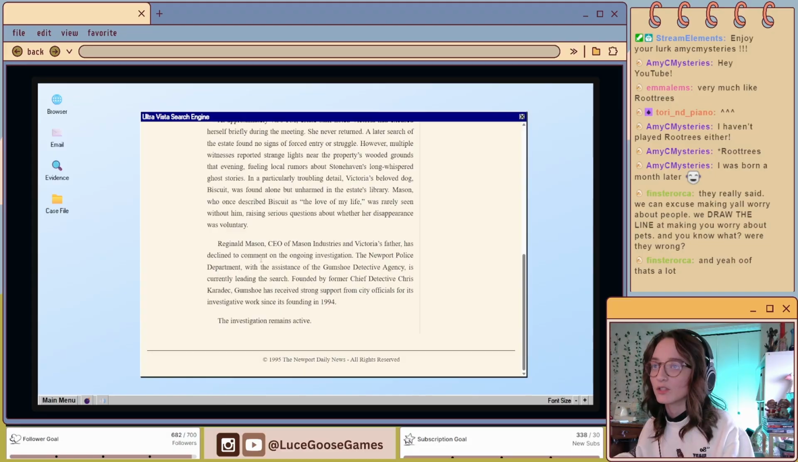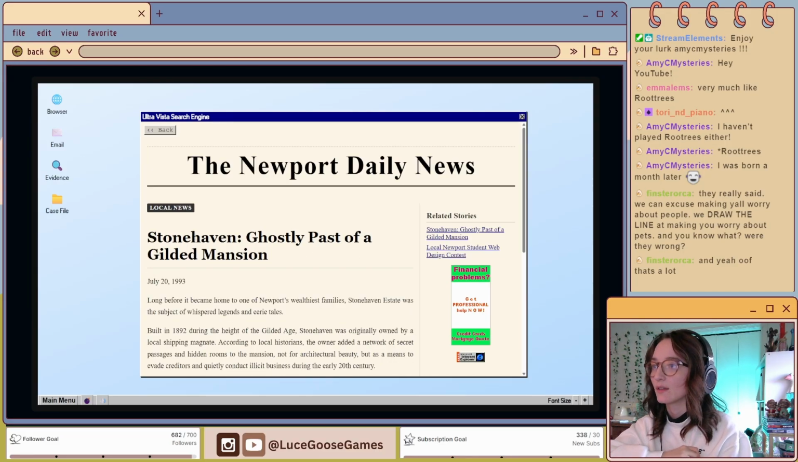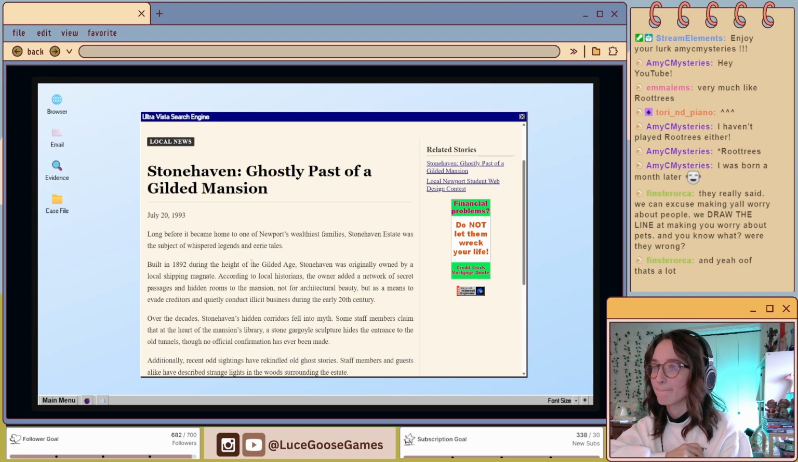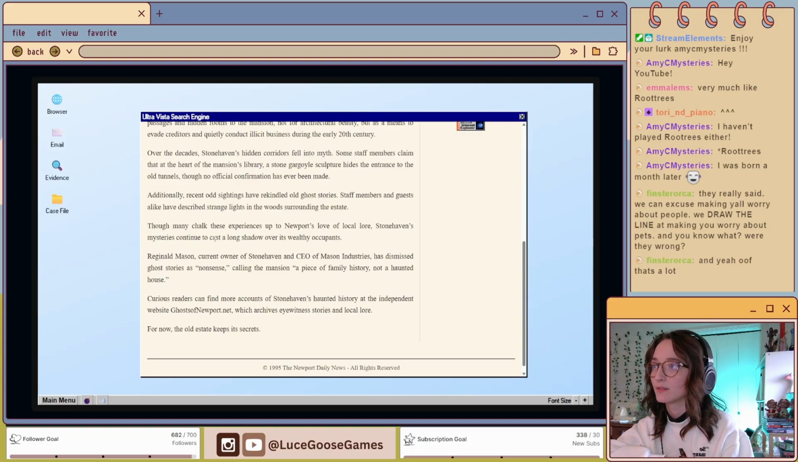Okay, so now I suppose we are just... Oh, we can look at related stories. Let's check this out. Ghostly past of a gilded mansion. Built in 1892. Local historians say the owner added a network of secret passages and hidden rooms to the mansion as a means to evade creditors and quietly conduct illicit business during the early 20th century. Okay. We've got gargoyle sculptures, Crystal Blackmore Manor.